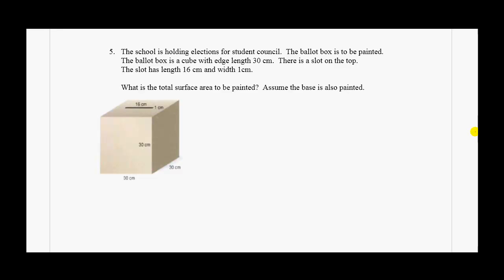Question number 5. The school is holding elections for student council. And we have a ballot box here to collect the ballots. We will paint the ballot box, and we will paint the bottom of the ballot box. There's a top on this box that has a slit for the ballots. The dimensions are 16 by 1 for the slit, and all other faces, all the faces of this box, of the cube, are 30 by 30.